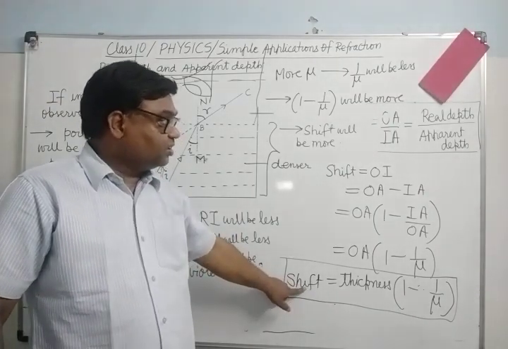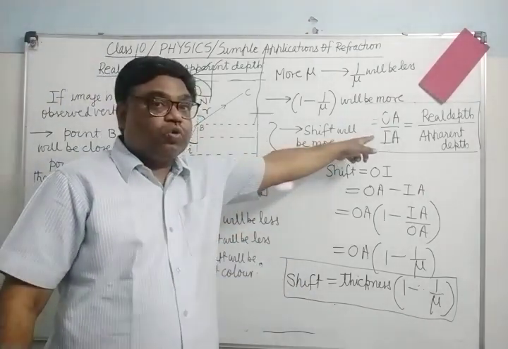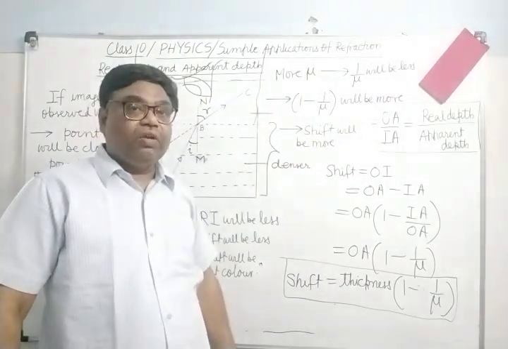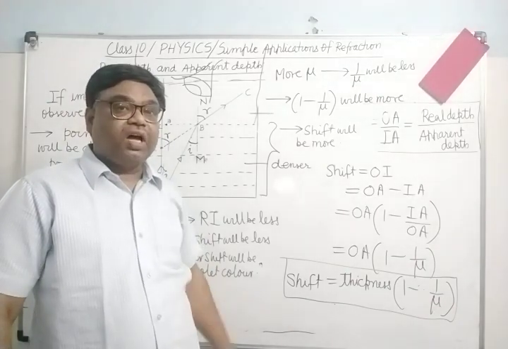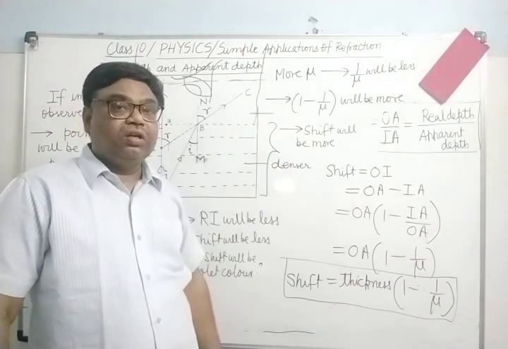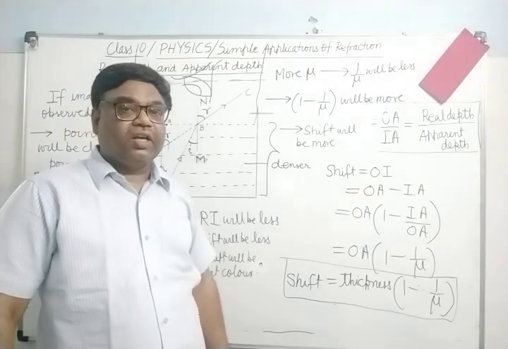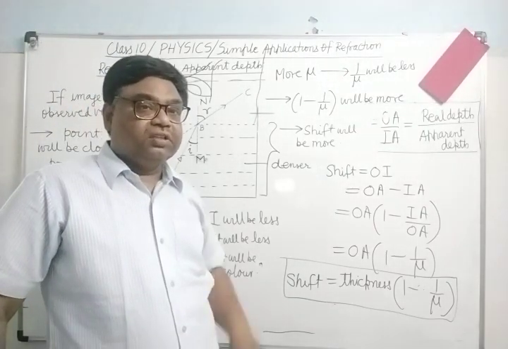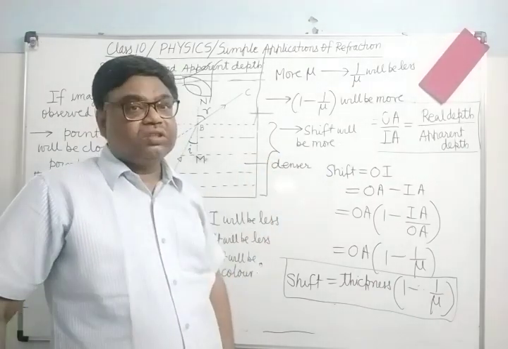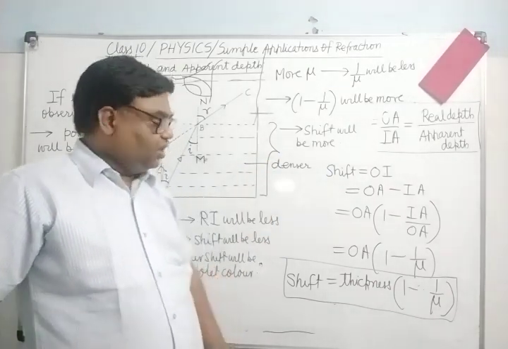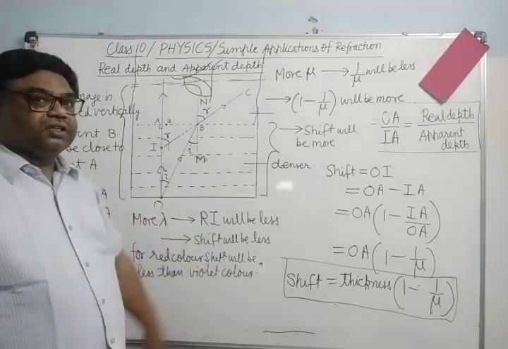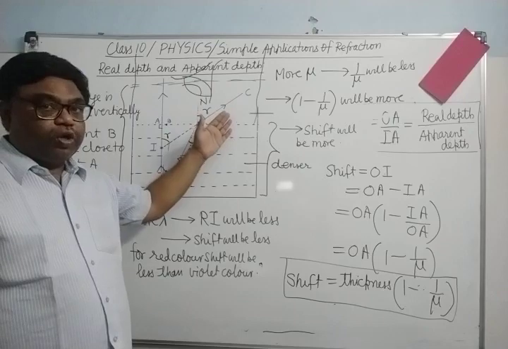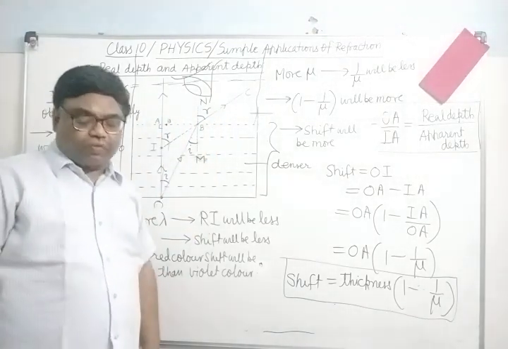Now there is one more very important application, but here all of you remember all these expressions, this relation, mu equals to real depth upon apparent depth. All these are correct only when the object is observed vertically. It is seen vertically down. It's clear?